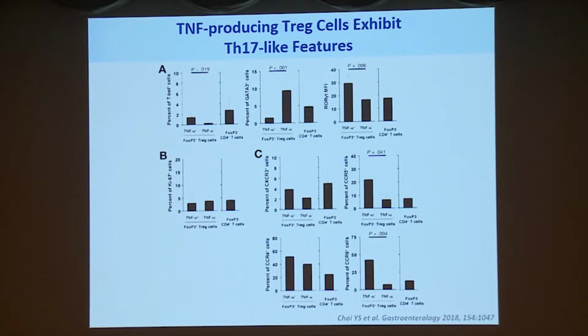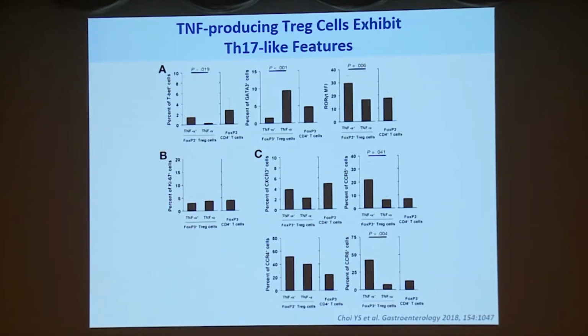Then how about their molecular characteristics? Now we analyze the T cell transcription factors and the chemokine receptors in these cells. In the patients, compared to TNF-alpha negative Treg cells, the TNF-alpha positive Treg cells have upregulation of T-bet. T-bet is the hallmark of the helper 1 phenotype, and GATA3 is the helper 2 transcription factor, but it's already well known that GATA3 is required for the stability of the Treg cell. But in the case of TNF positive Treg cells, GATA3 was downregulated.